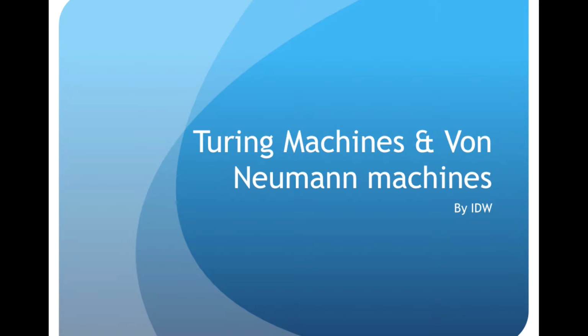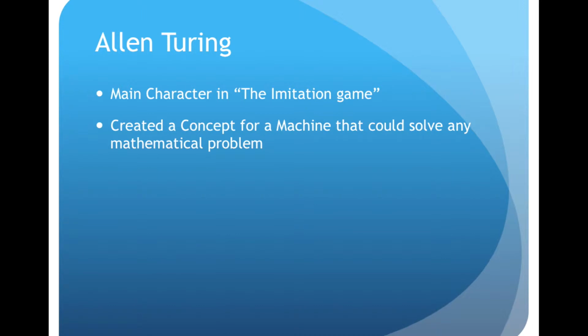These things are super important, and without them, the world would be very different. So, first of all, let's talk about this guy, Alan Turing. You may have heard of him because he was the main character in The Imitation Game, which is a really good film. I suggest you watch it, but it's not that historically accurate. The really important thing is that he created a concept for a machine that could solve any mathematical problem, including, as shown in the movie, the Enigma machine that the Germans used in the Second World War. So that's basically the point of a Turing machine.